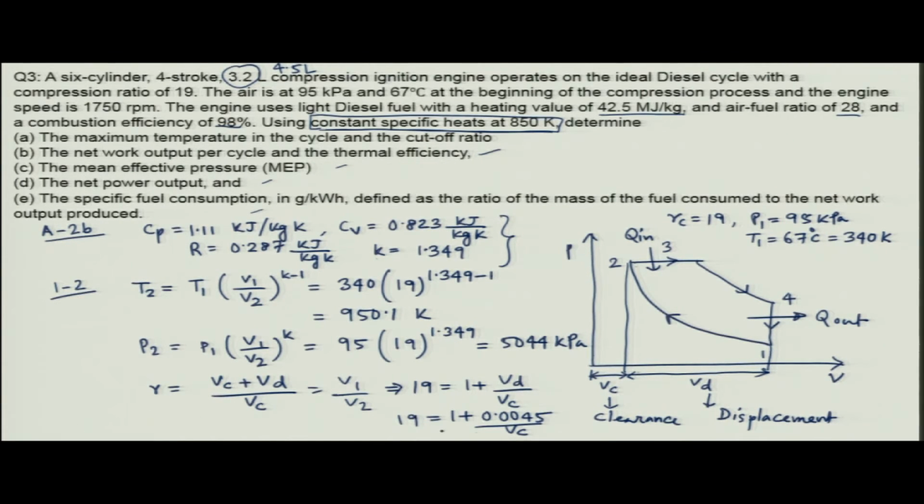So, from this I can find what is Vc. The displacement volume is wrongly printed here, it should be 4.5 liter, and from this we can find what is Vc. So, Vc can be found as 0.000178 meter cube. That is the lowest volume during the cycle, it is called clearance volume, right.